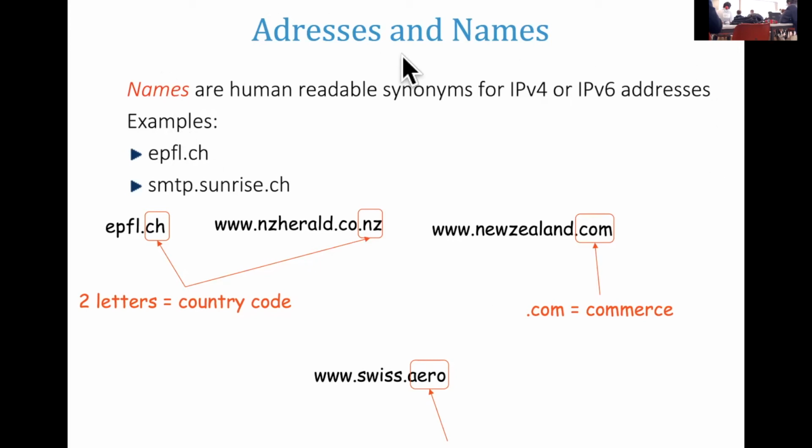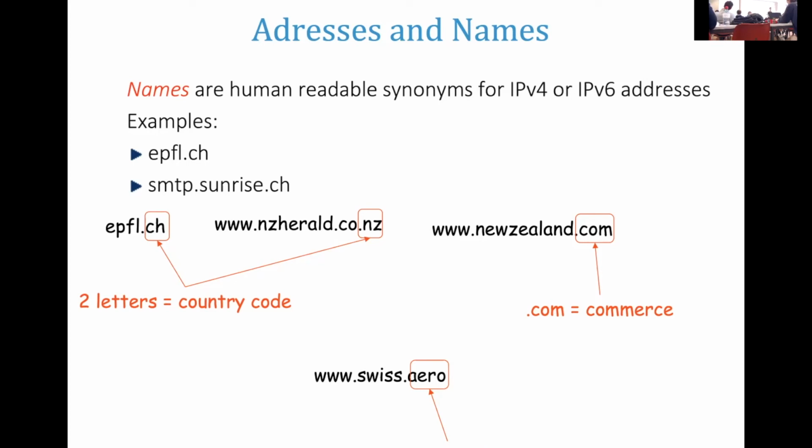Well, we talked a lot about addresses, IPv4 and IPv6 addresses, but we as humans prefer names. We never say that I'm connecting now to 128.178. No, we say that I'm connecting to epfl.ch. So we as humans prefer names, and that's why we provide a one-to-one map between names and addresses. Names are also structured, as you can see. But how can we obtain an IP address from a name?